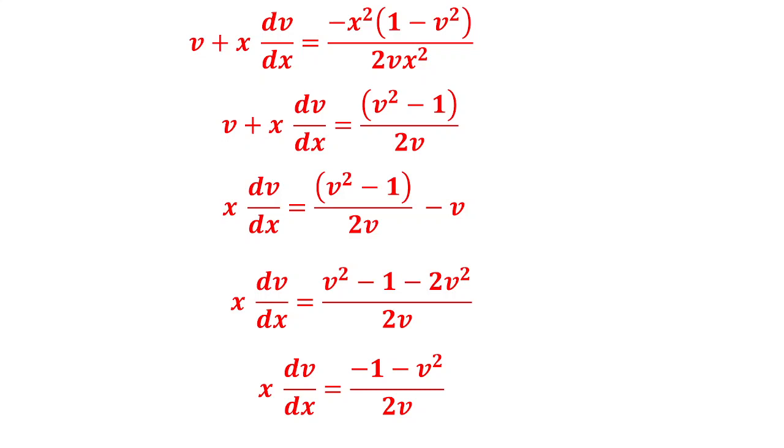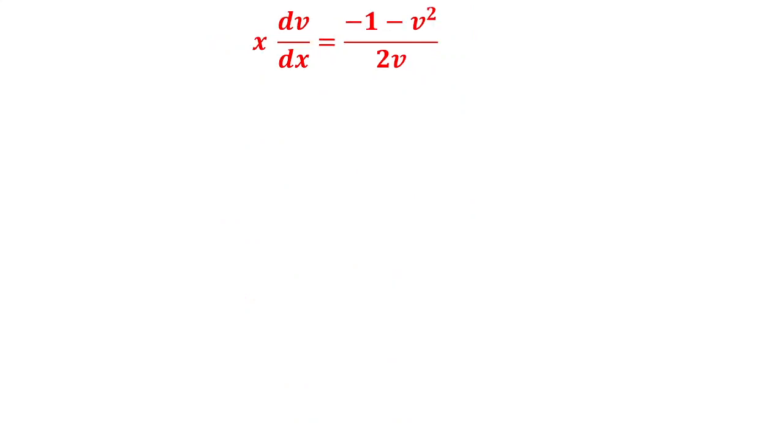Here on the left hand side you are having x and dv by dx. On the right hand side you are having only terms made up of v only. Now we are ready for doing variable separable. Bring that minus 1 minus v square by 2v to the left hand side and x upon dx to the right hand side. It will become like this. I am taking the minus sign outside to keep everything ready.